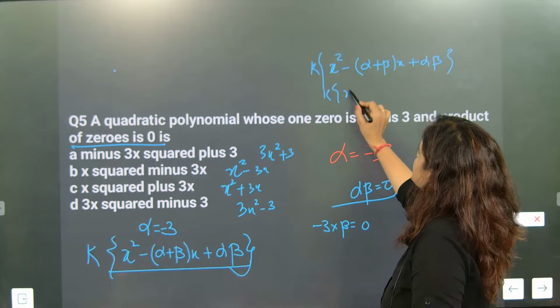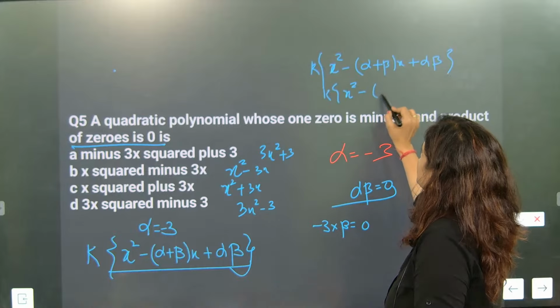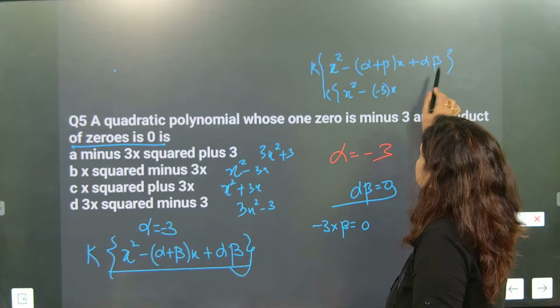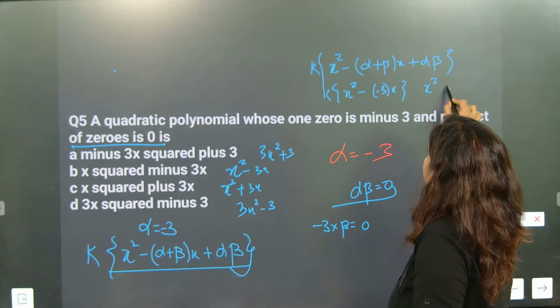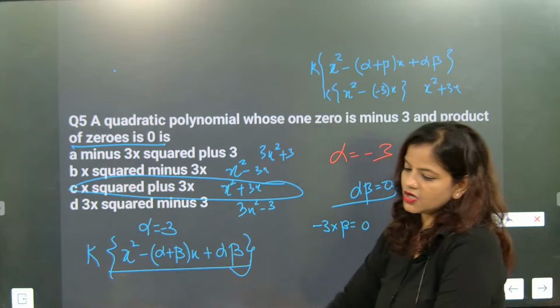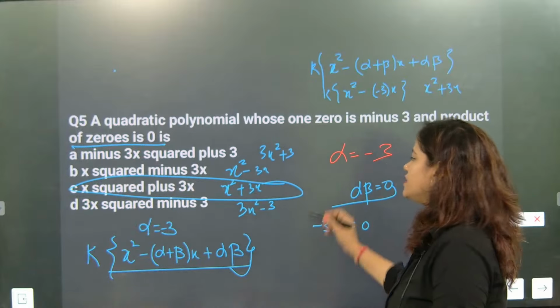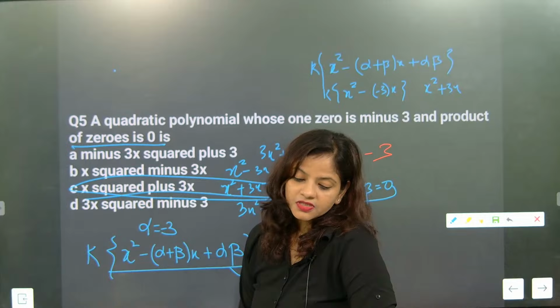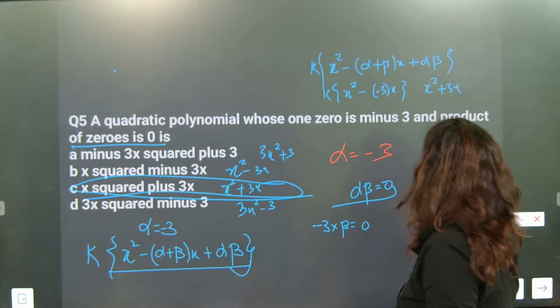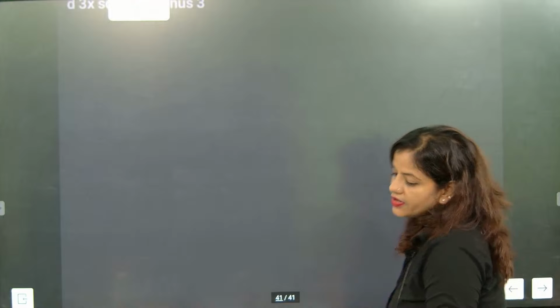So kx square minus alpha is 3. We have taken minus 3, so minus 3x, now this part is 0. That's it. So the equation will be coming as x square plus 3x. C is the option. Understood. So this part is going to be the answer. Question number five, C will become the answer, and that's it. So this is the end of quadratic polynomial.